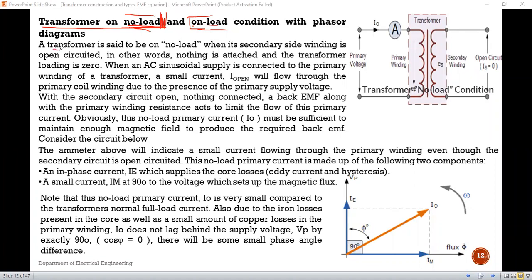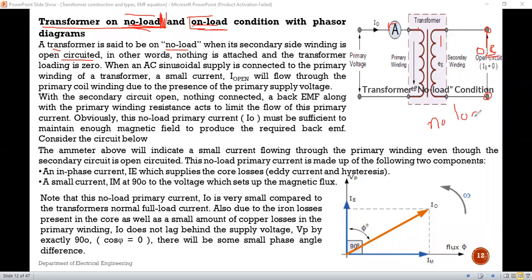See, a transformer is said to be on no load when its secondary side winding is open circuited. बघा, transformerचं construction, here this one is the primary winding, this one is the secondary winding. Here is an ammeter, which can be connected in series with the transformer primary winding. And the secondary side can be kept open circuited. जर secondary side open circuit ठेवली म्हणजे याच्यामध्ये एखादा लोड नाही कनेक्ट केला, so this is the open circuited secondary, then we can call it a transformer on no load condition.